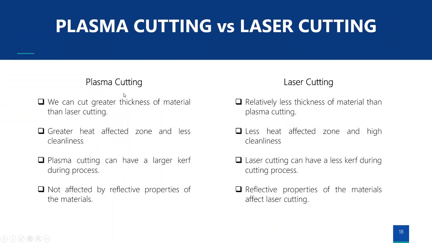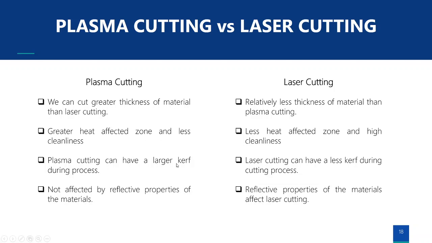This is the comparison between plasma cutting versus laser cutting. In plasma cutting, we can cut a greater thickness of material, but in laser cutting, we can cut a relatively less thickness of material. In plasma cutting, there is a greater heat affected zone. Heat affected zone means the zone where the heat reaches in the work material. But in case of laser cutting, we have less heat affected zone.